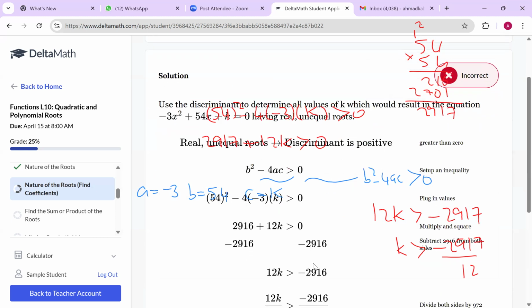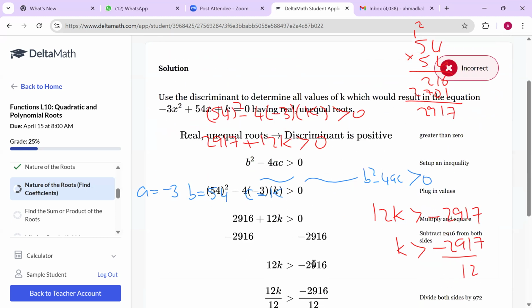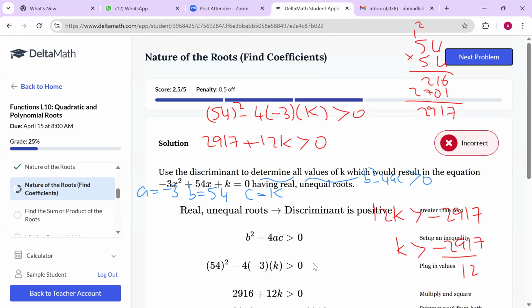I seem to have made a mistake. I made a small mistake with the multiplication. My apologies for that. For some reason, I decided to add a 1 here instead of a 0. This should have been a 0, so this should have been a 6, not a 7. But the rest of it is correct.